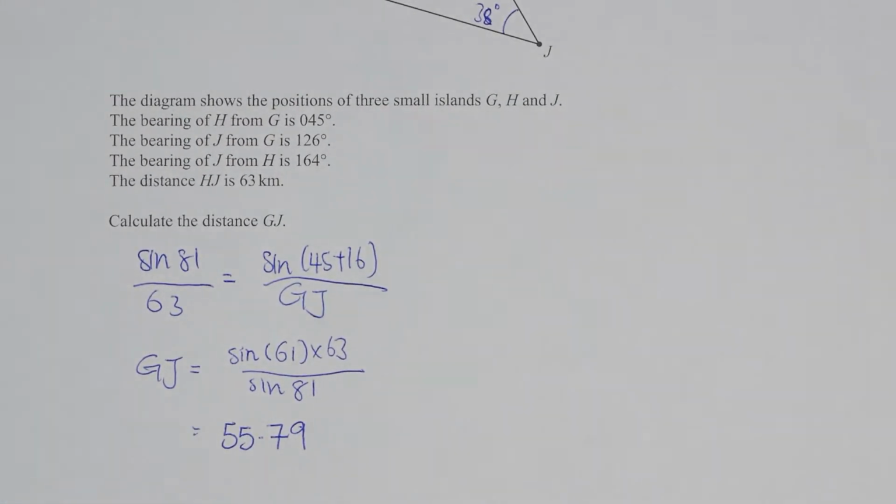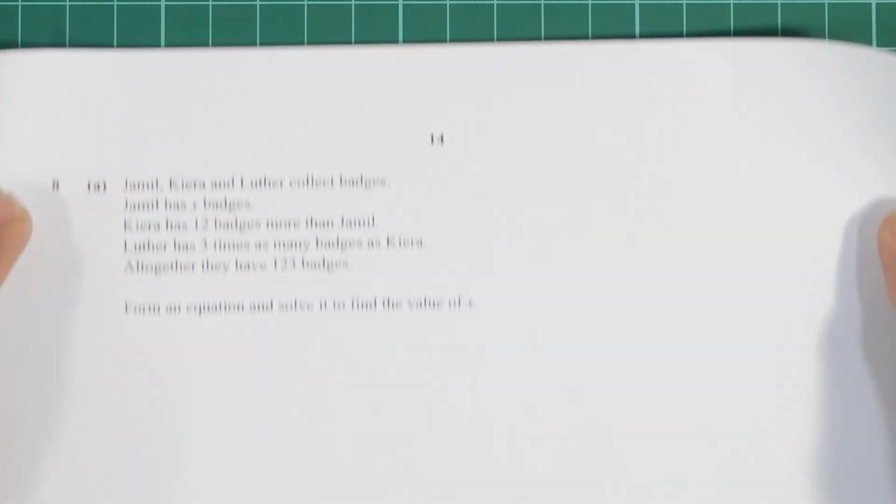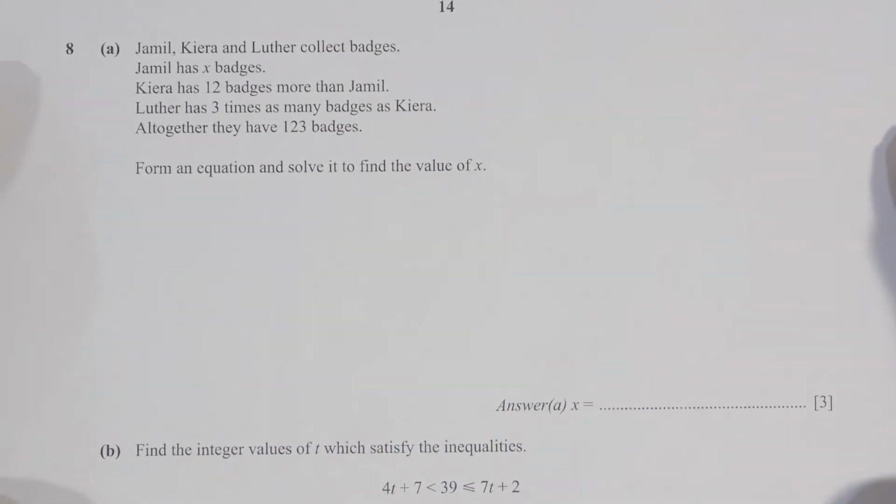So with that being said, we can now calculate GJ's distance because we already have the information needed for us to use the sine rule. So question 8a.